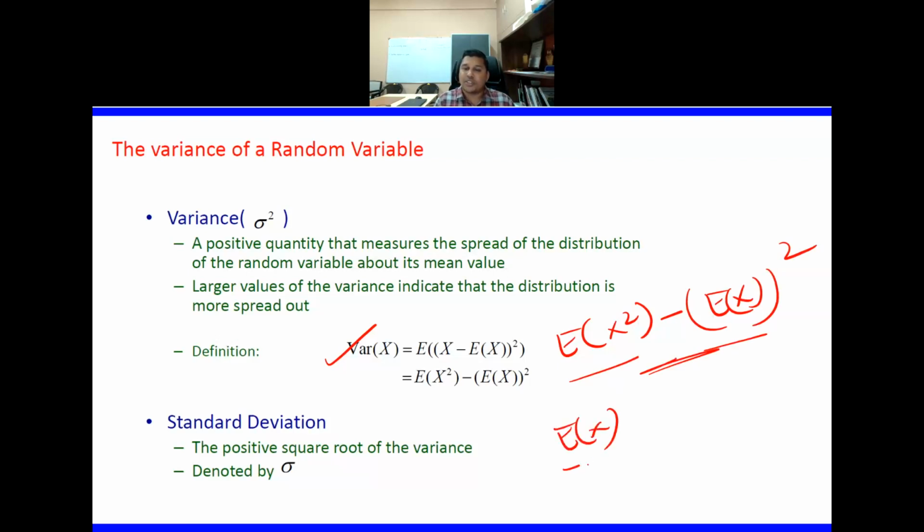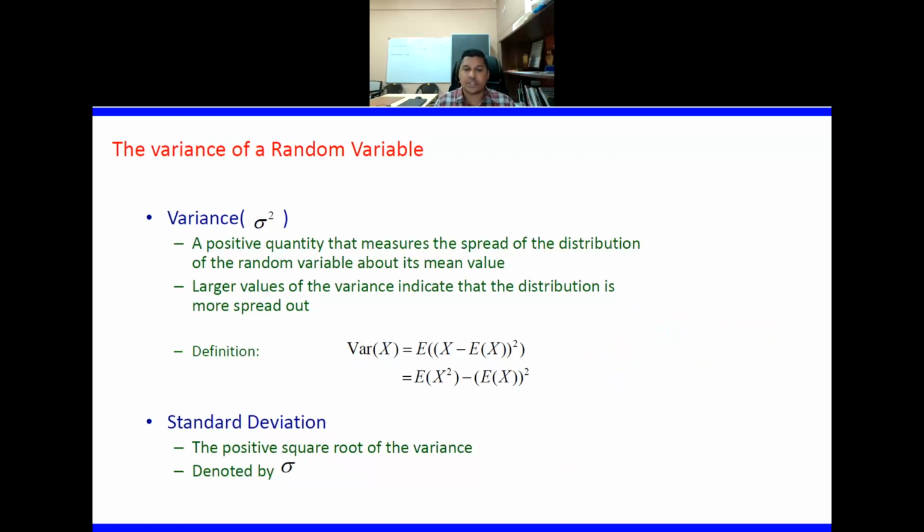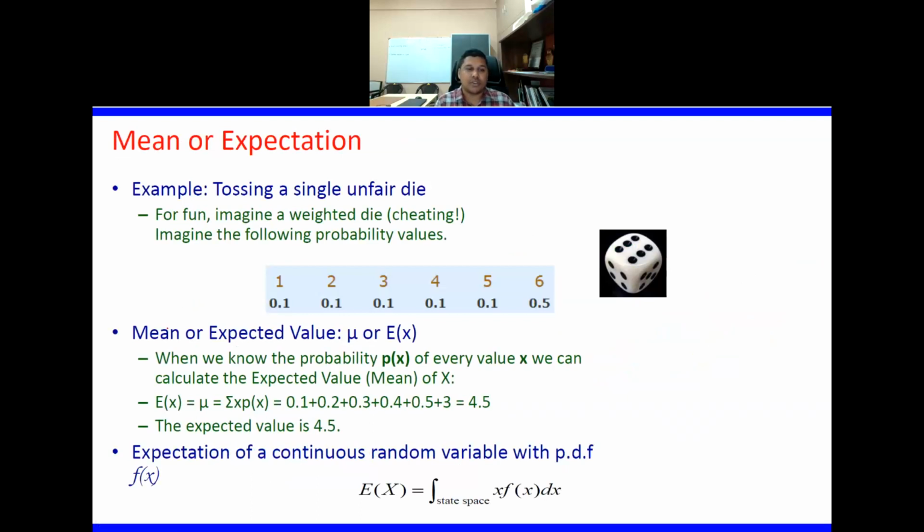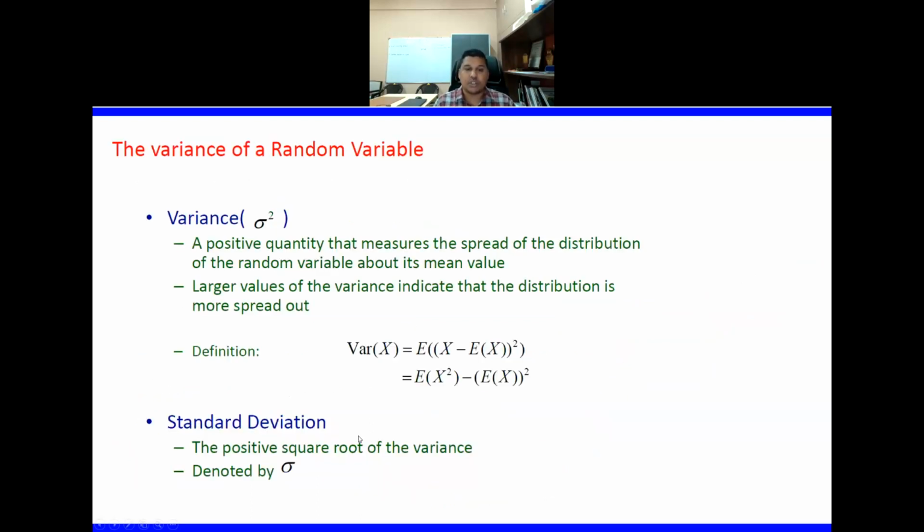What is E of x? We already saw the mean. E of x is your mean or expectation. So using this formula, variance of x is nothing but E of x square minus E of x whole square. The standard deviation is the square root of variance. We remove the square symbol, and thus simply write it as standard deviation.